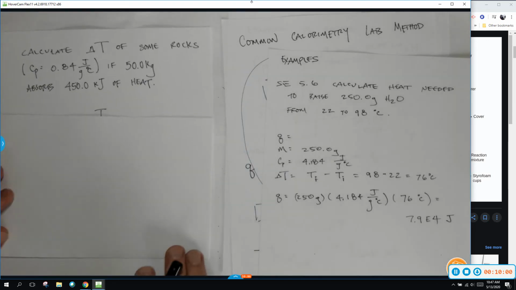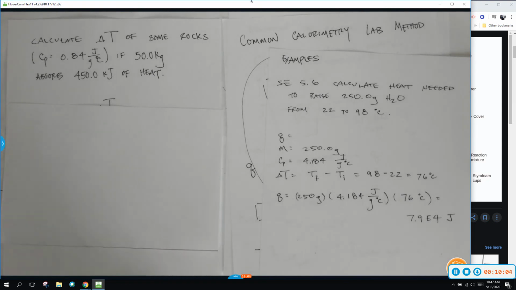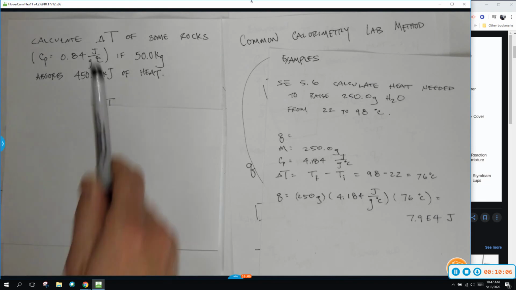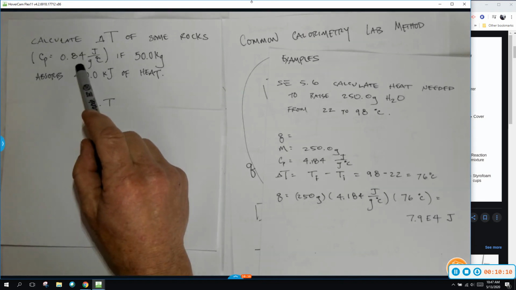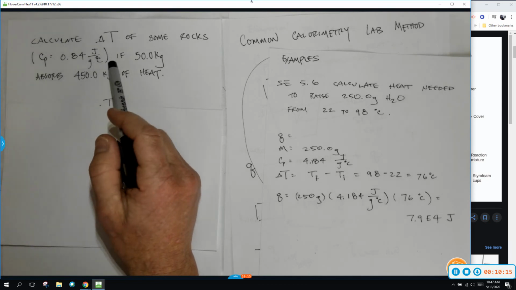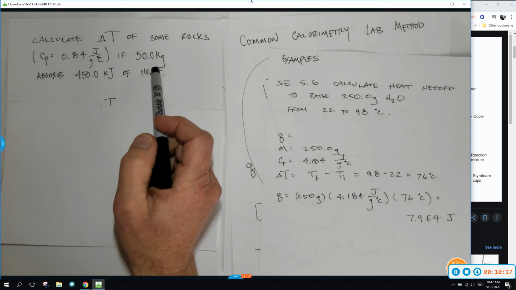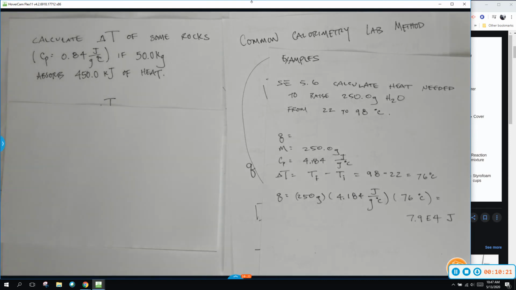This time we have a bed of rocks, a bunch of rocks that are sitting outside, and we want to find out the change in temperature of these rocks. The rocks were known to have a specific heat capacity of 0.84 joules per gram degrees Celsius, and we have 50 kilograms of these rocks. And we know that they're going to absorb 450 kilojoules of heat from some source.